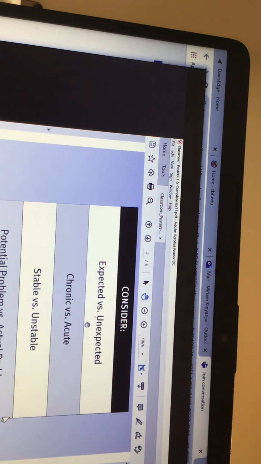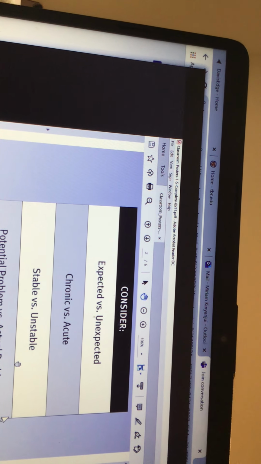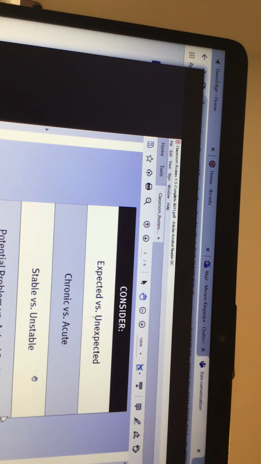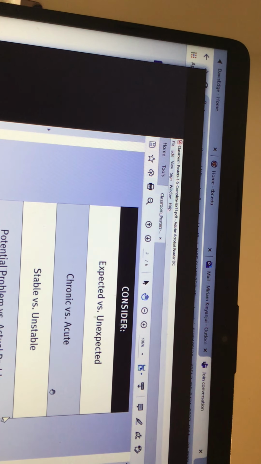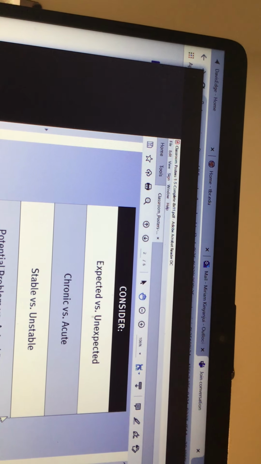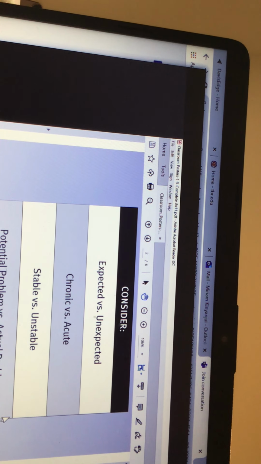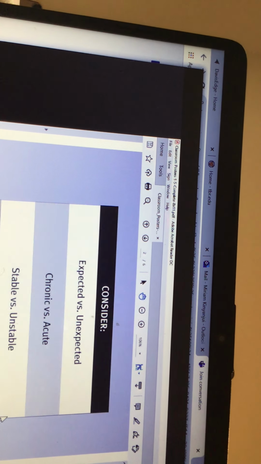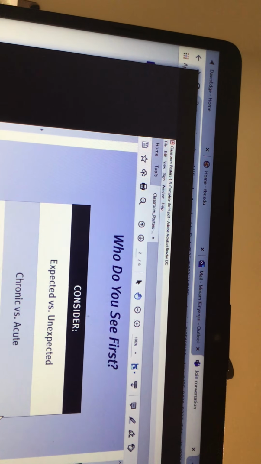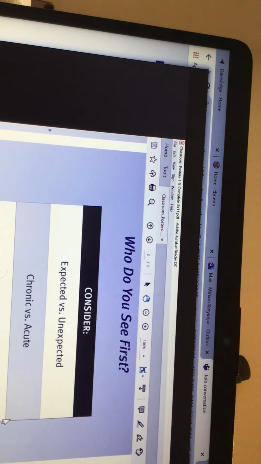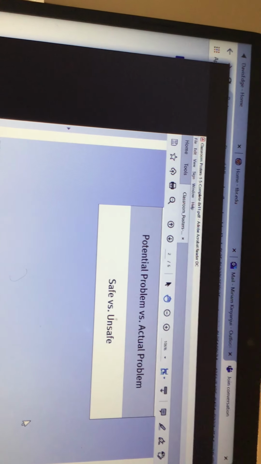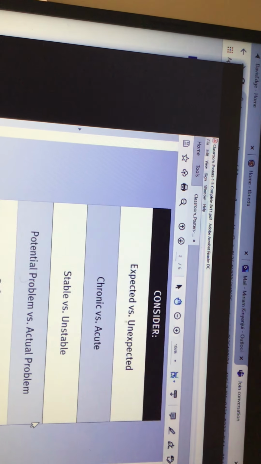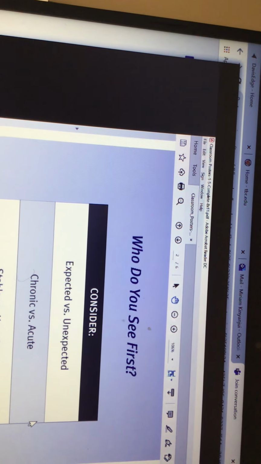Okay? So on your poster, you can write somewhere in pen, bring in the ABCs to help you decide. That right here is what you call the who do you see first poster. That's what you use instead of the decision tree. So you have test-taking strategies, and this is a strategy.